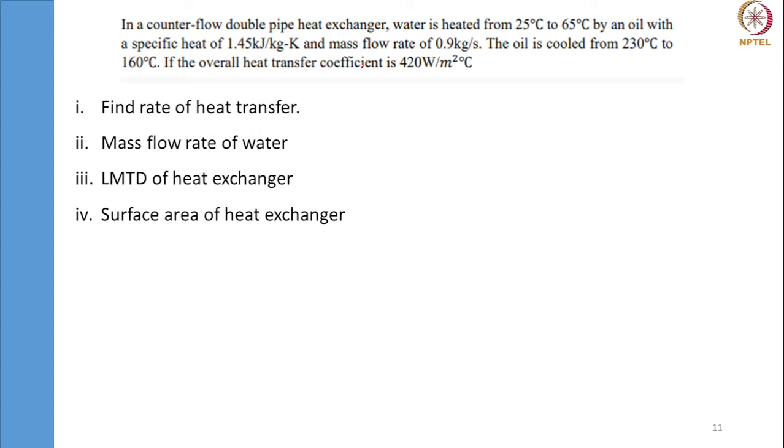I guess the first answer, rate of heat transfer, would be 52.2 kilowatt. May I know how you have calculated? Yeah, so I did Q equals Cp C, that is the specific heat of the cold fluid, which in this case is water, times the mass flow rate of water, times the outlet temperature of water minus the inlet temperature of water. That is 65 minus 25. Okay.